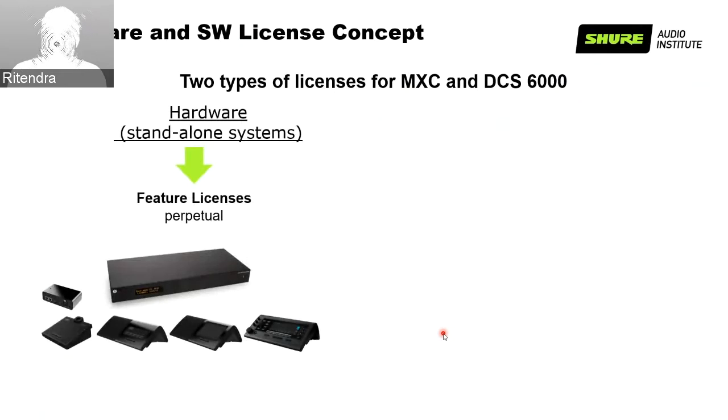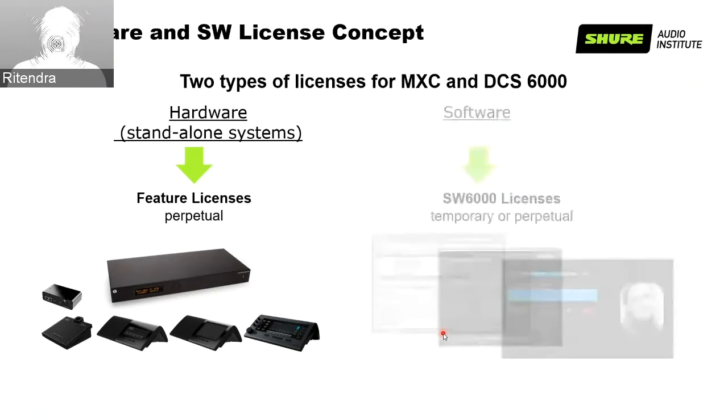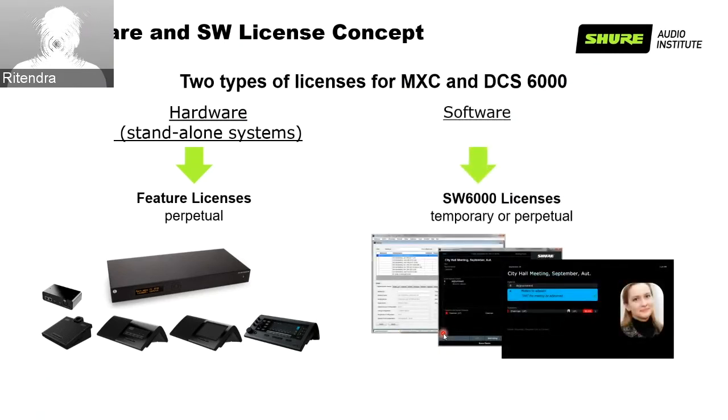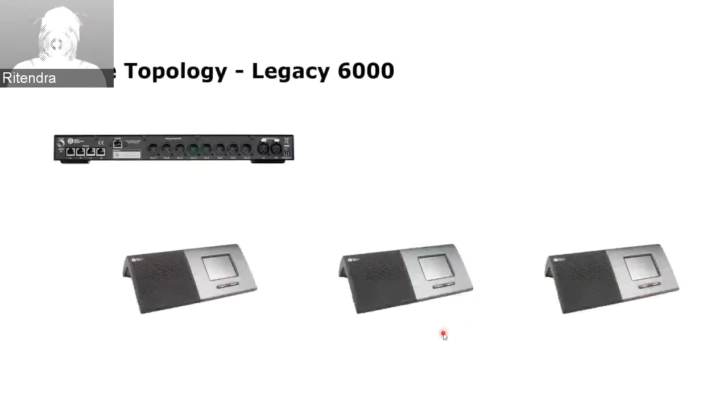First is the feature license, which goes in the central unit. It's serial based. It's linked with the serial number of the central unit. So it's perpetual, a one-time upload, and it is going to be there forever unless you overwrite it. And the Software 6000 is also having a license. It is temporary and perpetual. Temporary, if you want to give a demo to your customer, you can use this license.